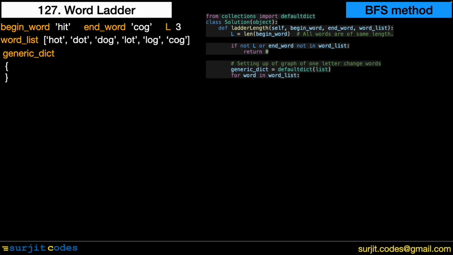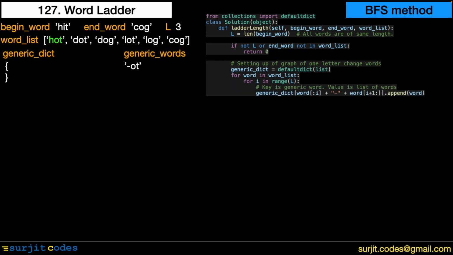We define a dictionary and process the words in the given list one by one. First word is hot. It has three characters. One by one, we replace these characters with dash. In the first iteration, we get dash OT. We save hot against this generic word in the dictionary. Next iteration gives H-T, which is also added to the dictionary. In the next iteration, HO dash is added.